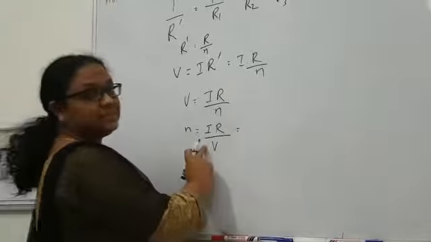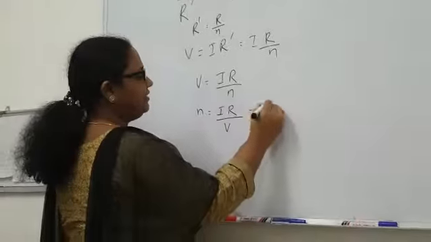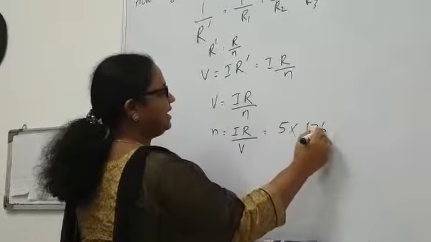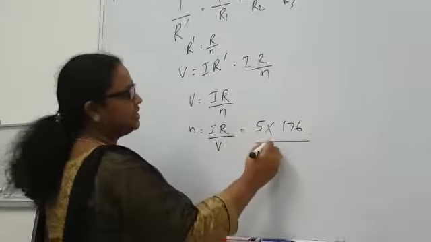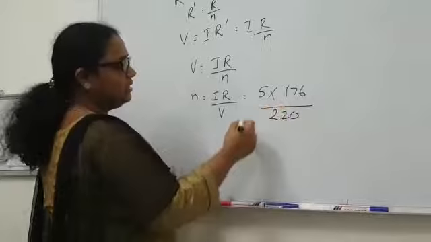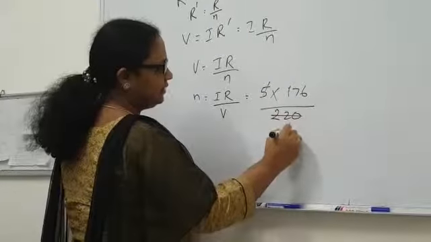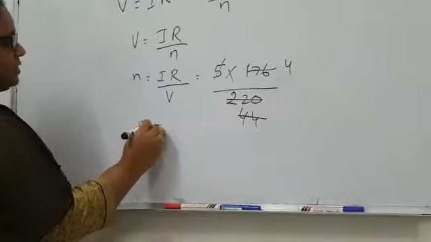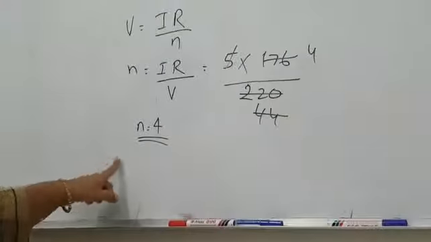So we will just substitute the values. 5 into resistance, which is 176, and the potential difference is given, that is 220 volt. So when you cancel, you will get 4. So N will be equal to 4. So the number of resistors is 4.